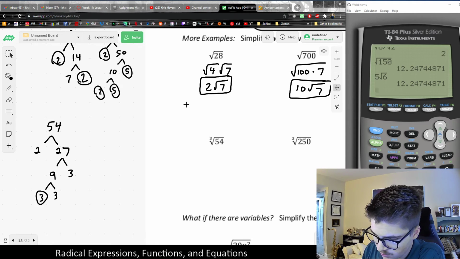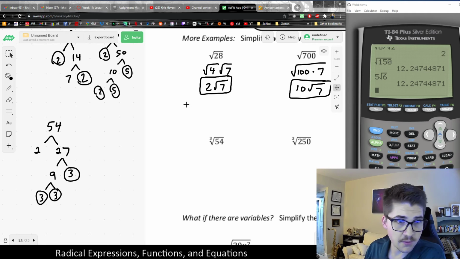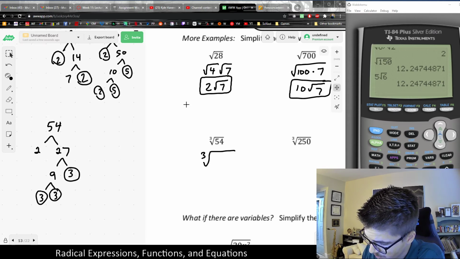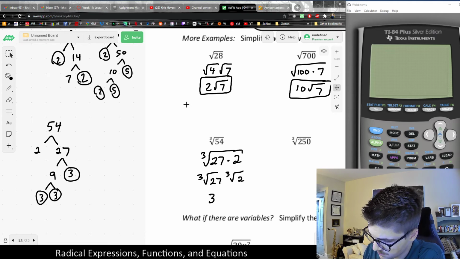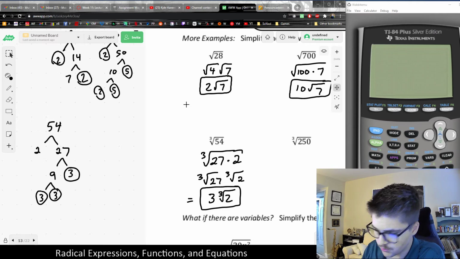Ultimately, what I'm looking for with a cube root is a perfect trio, or perfect cube, which is indeed 27. So I would have 27 times 2. I could split it up as the cube root of 27 times the cube root of 2. The cube root of 27 is just 3, and this would leave me with 3 times the cube root of 2.